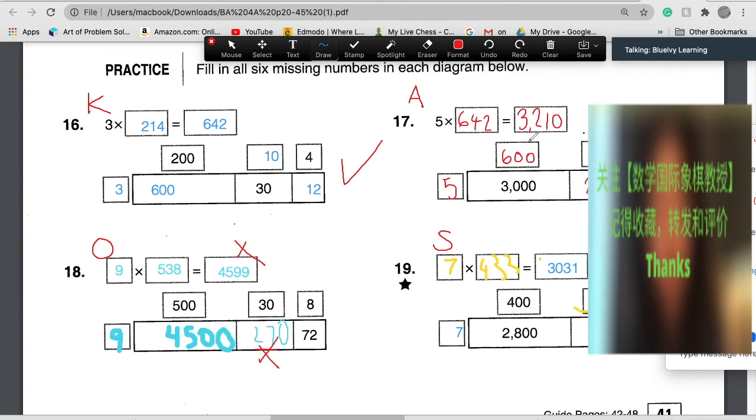Now let's check Audrey's work. Audrey, this is 600, okay, 210. Then got 3,210. Yeah, this one, that's right. Now let's double check Oliver's work. Now here, this one's right now. Then what's your final answer?